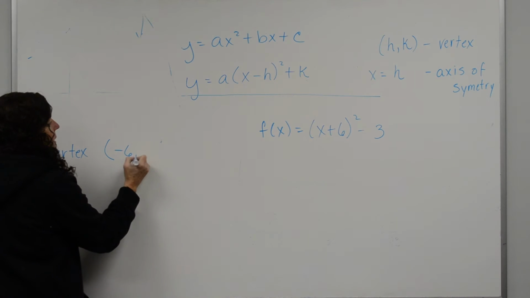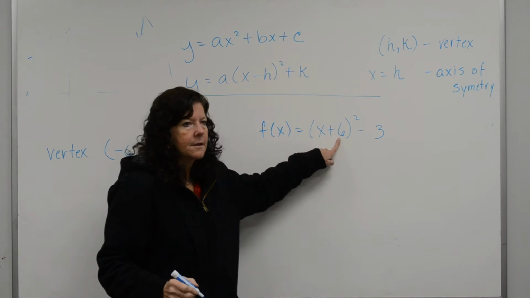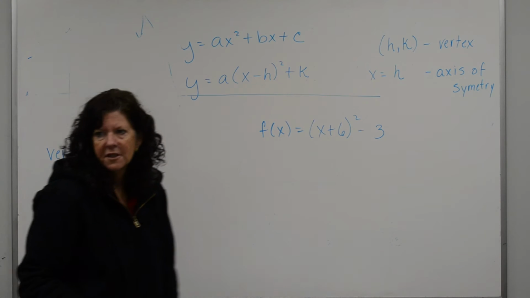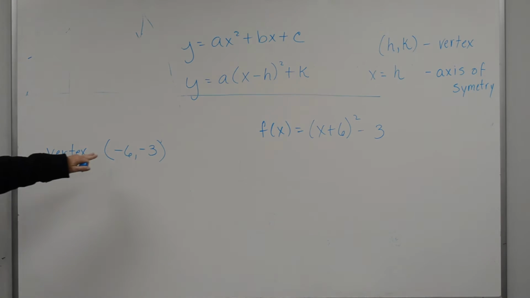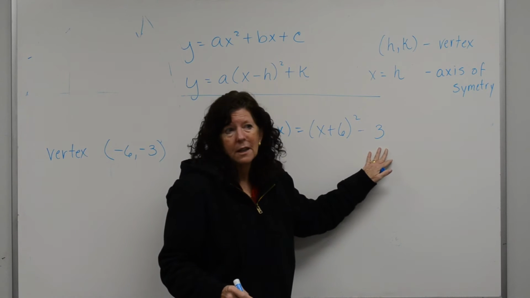How about negative 6, 3? Negative 6, negative 3. Okay, this is your x, this is your y. It's always the opposite of what's inside the parentheses. Okay, so if that's a plus 6, this is going to be a negative 6. What's on the outside stands the way it is.